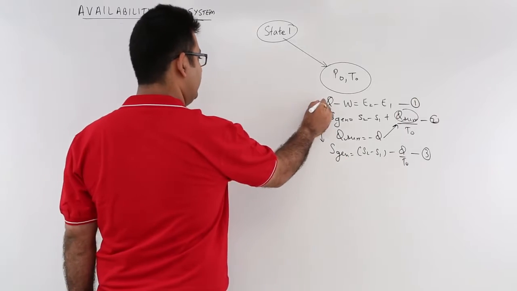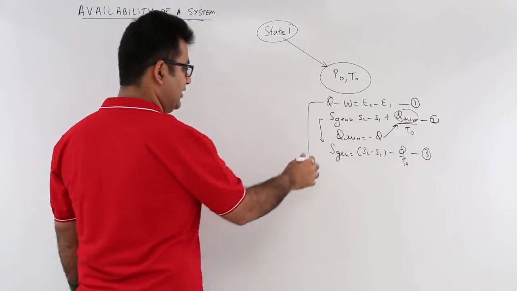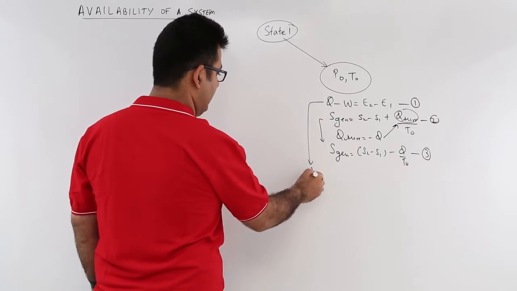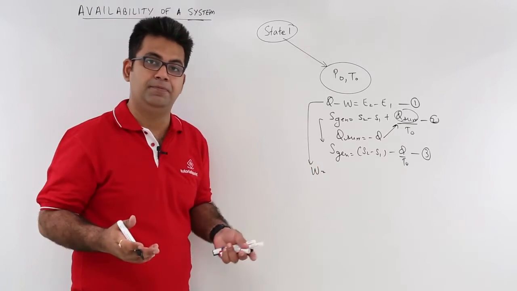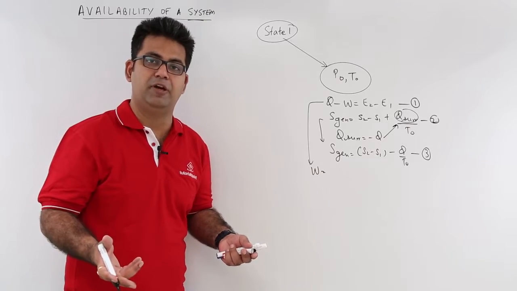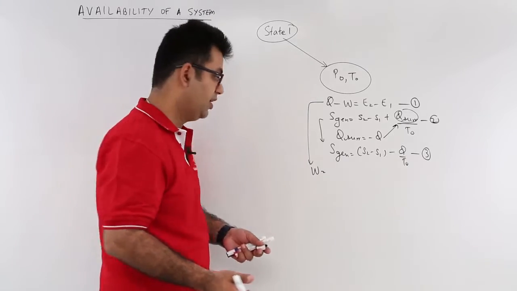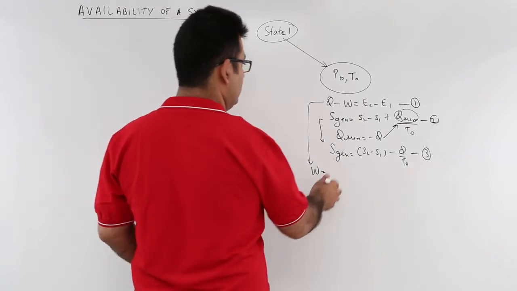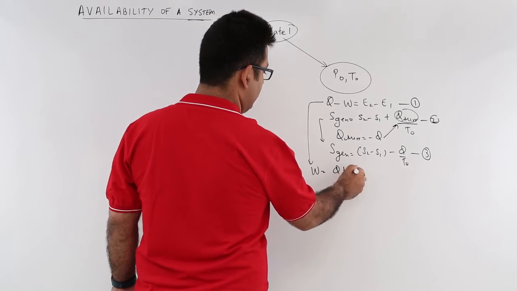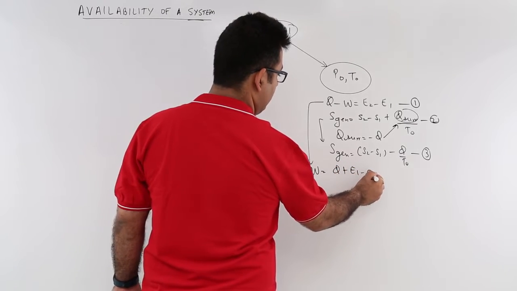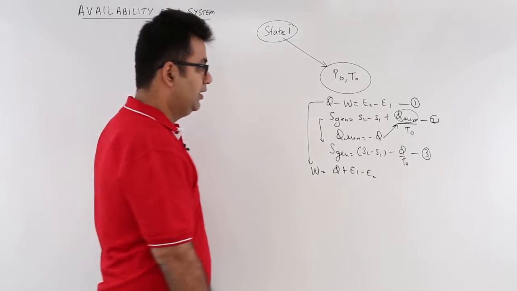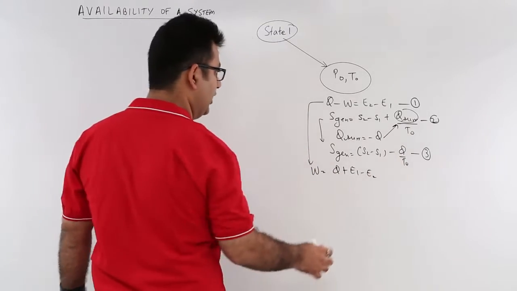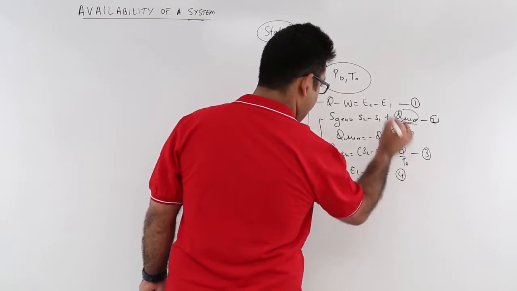Now from the first equation, let's get the value for W. Because we want to find the availability, that's the maximum amount of work possible from a system, W is equal to Q plus E1 minus E2. Let us say this is equation number 4.